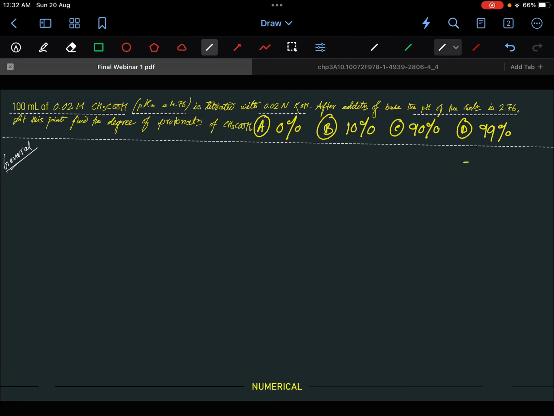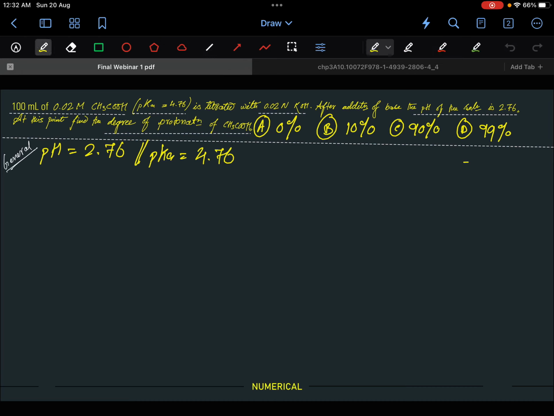2.76. So the pH is given. Let me write down the pH. The pH is 2.76, right? The pH is given, and the pK is also given. So pKa is 4.76, and at this point in the question, find the degree of protonation of CH3OH.